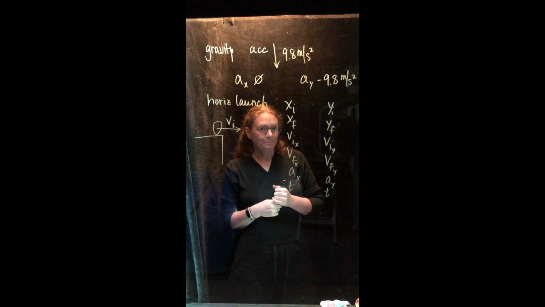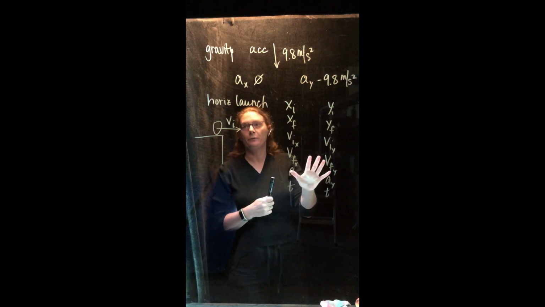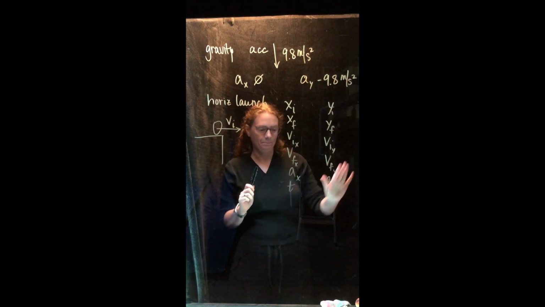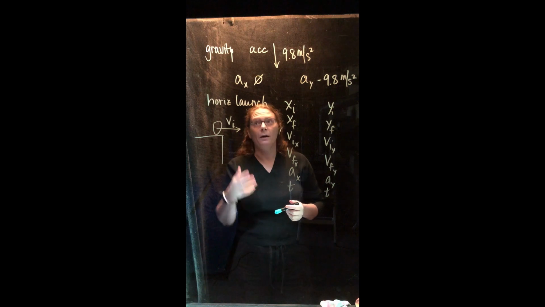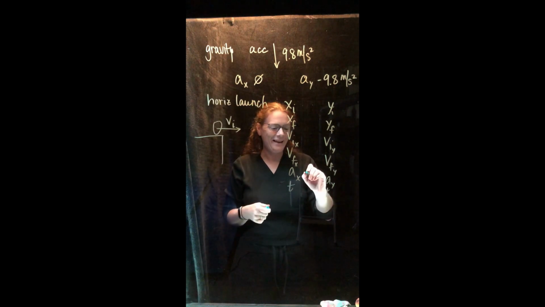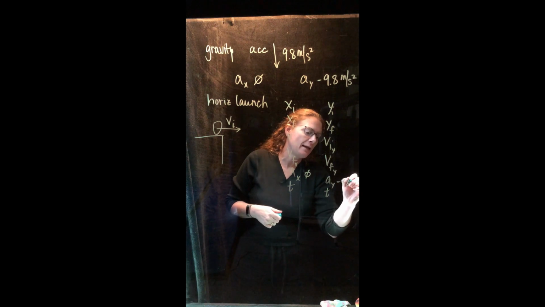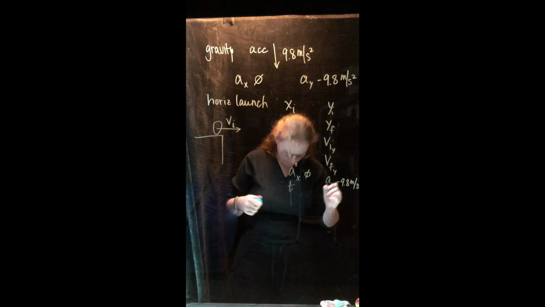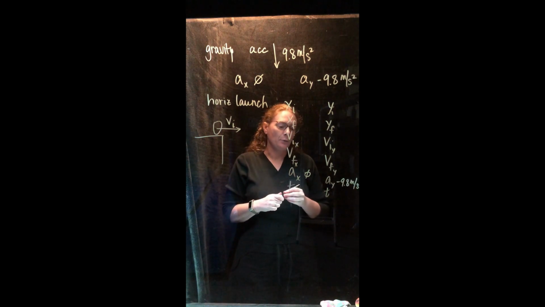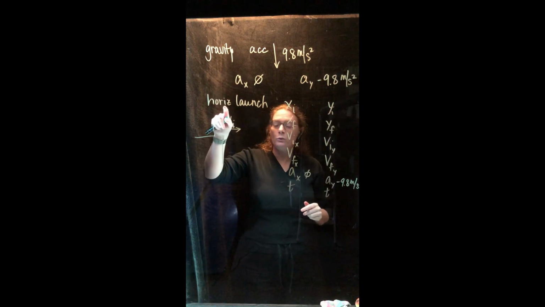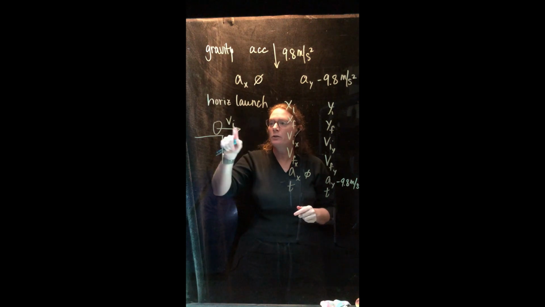If you need a hint, there are three things for horizontally launched objects that are always going to be the same. Well, two of them are right here. So AX is always 0, AY, negative 9.8. So I gave you those two already. Those are always true for projectile motion. What else is going to be true specifically for a horizontal launch?